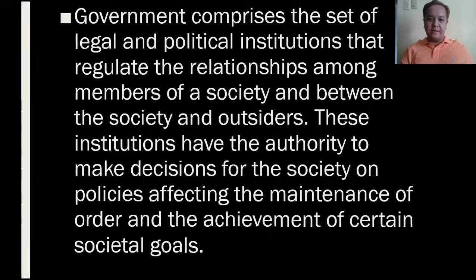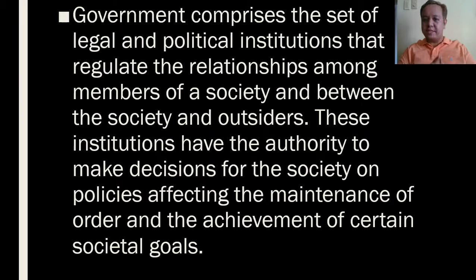Okay. So, the government comprises the set of legal and political institutions that regulates the relationship among members of a society and between the society and the outsiders. Now, these institutions have the authority to make decisions for the society on the policies affecting the maintenance of order and the achievement of certain societal goals.